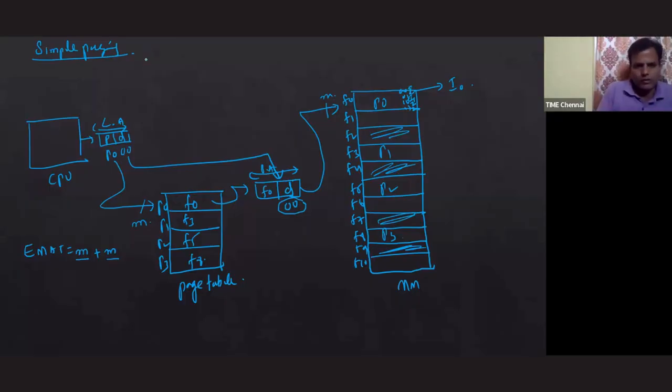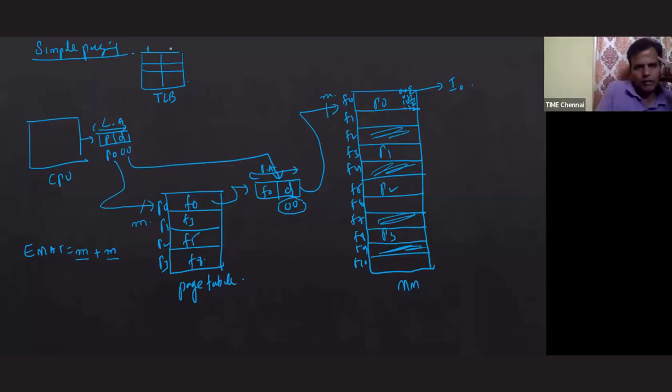To improve this performance, what are we actually doing? We have added another component here, which is called the TLB, the translation lookaside buffer. What is this? It is made up of some associative registers. It is a small chip made up of associative registers, which you find beside the CPU.